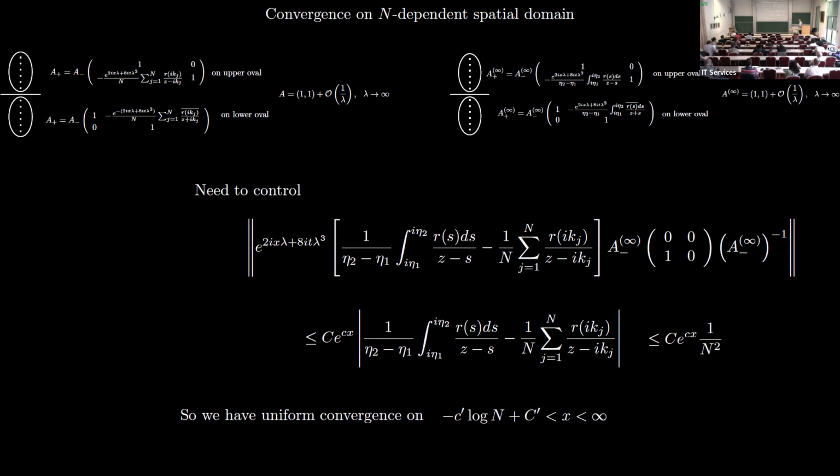So you wind up having to control this quantity, where this e to the c times x is exactly the contribution from the solution A infinity and from this exponential. And so now this is the thing to control. I would like to ensure that this quantity, e to the c times x times 1 over n squared, goes to 0. So that means x could be as large as negative log n. Okay, so fine. So this is what we have. We have uniform convergence on some set like this, and n can grow. So the growth rate where we still have convergence is log n. Okay.